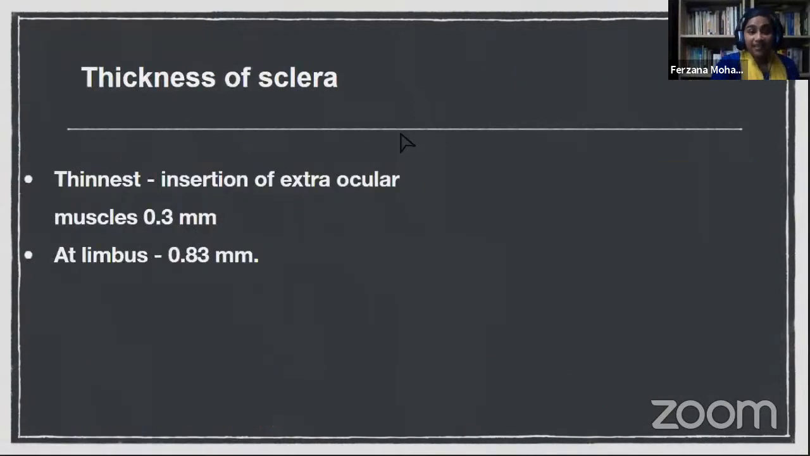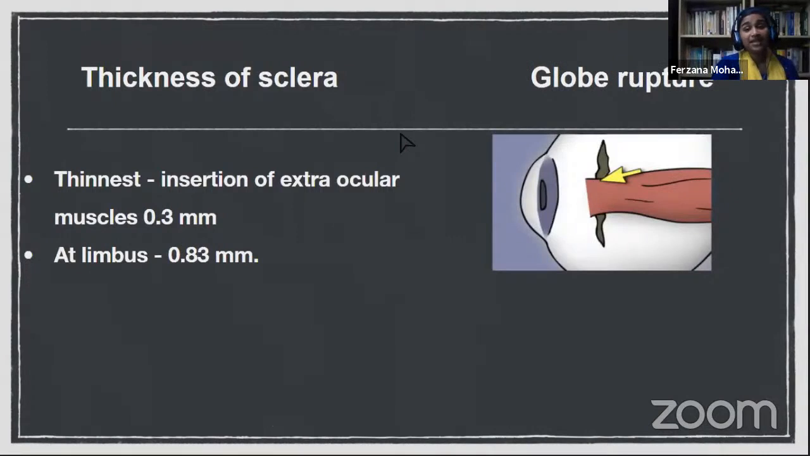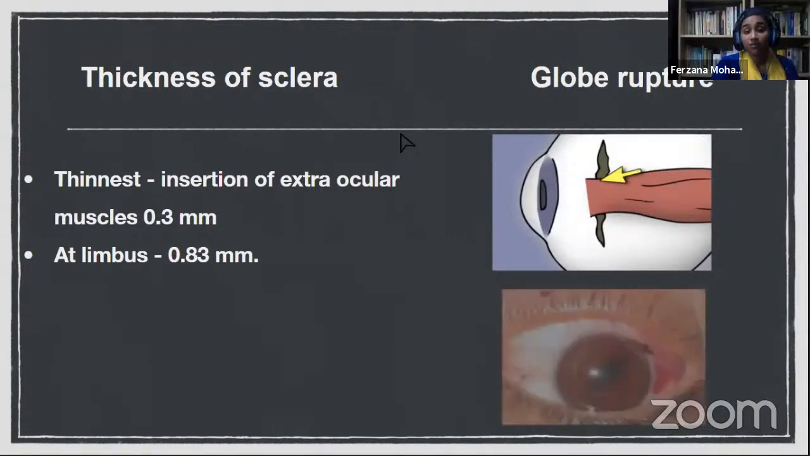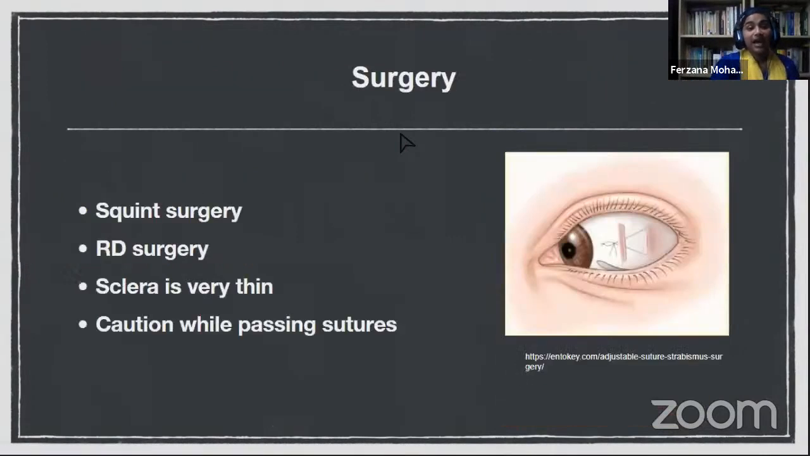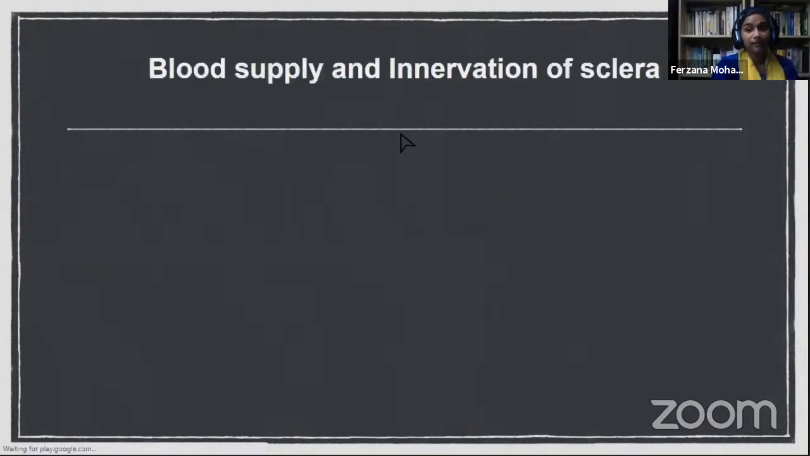The thickness of the sclera is thinnest at the insertion of the extraocular muscles and at the limbus. This is why in trauma, the globe ruptures, and the common sites are at the insertion of the extraocular muscles and the limbus. And while doing a surgery, whenever you're passing sutures close to the extraocular muscles, do be extra cautious. Remember, this is very thin.